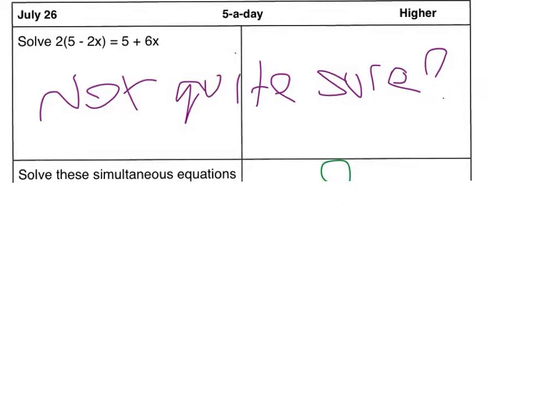Right, I'm going to start this one off. Start by multiplying out the bracket. So we want 2 times everything in there. So it's going to be 10 minus 4x equals 5 plus 6x.